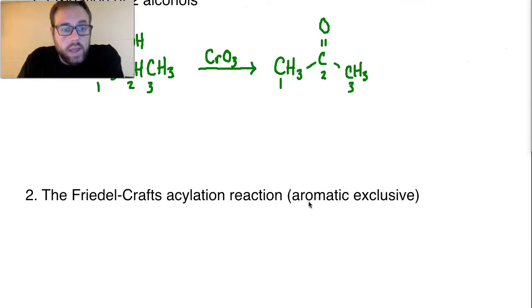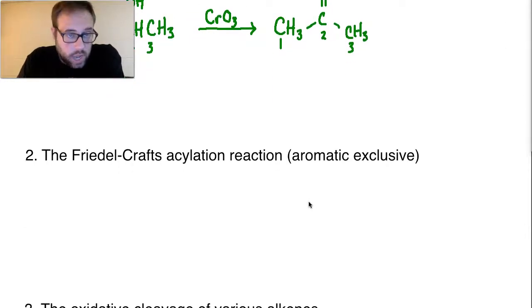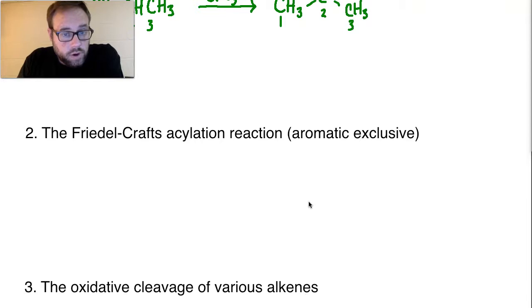Now, number 2, this is what I was talking about a minute ago, the Friedel-Crafts acylation reaction. The alkylation would just add regular R groups to an aromatic ring. The acylation is going to add a carbonyl with an R group, and then the other R group for your ketone would be the aromatic ring itself.